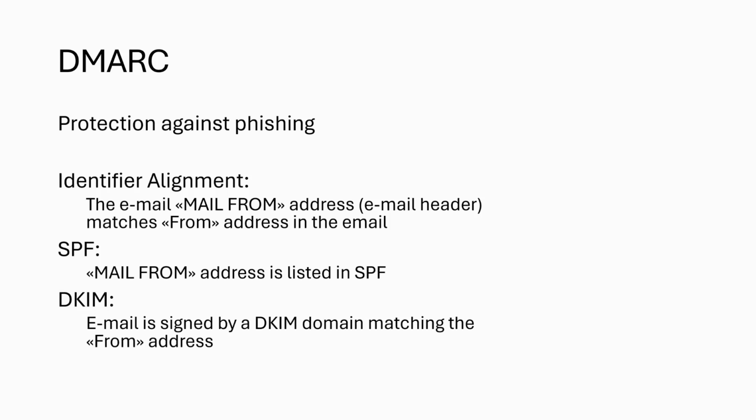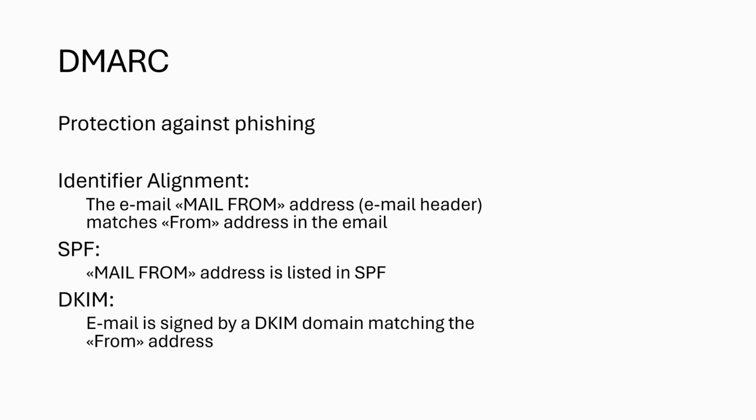It does 3 checks on inbound email. The first is the identifier alignment, and it's simply checking that the mail from address in the email header matches the from address in the email. The second is the SPF check, where it checks if the mail from address is listed in the domain's SPF record. And last is a DKIM check, if the email is signed by a DKIM domain matching the from address in the email.